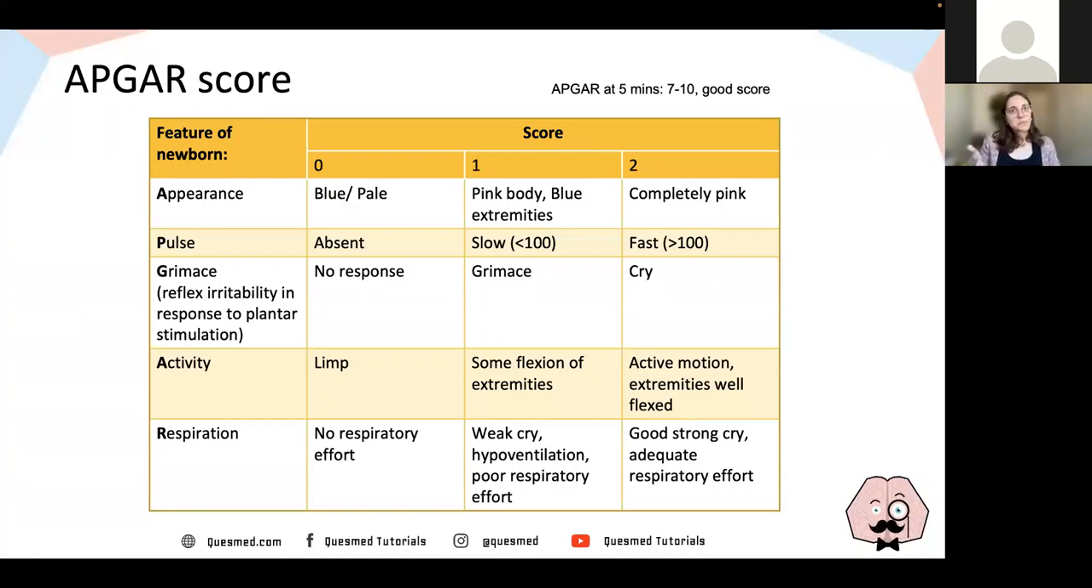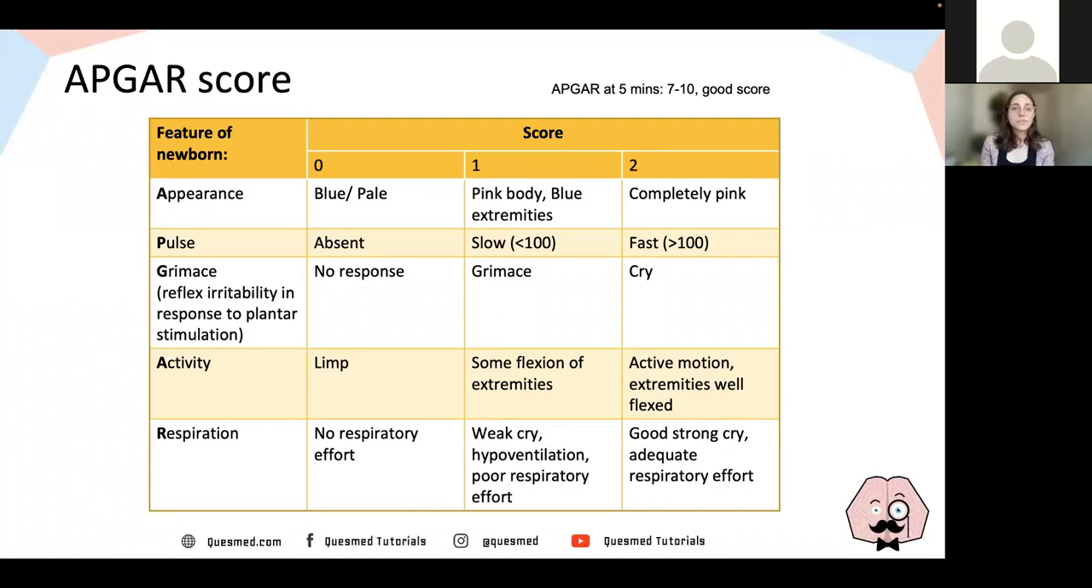APGAR stands for, I'm sure you've heard it all before, but worth bearing in mind, sometimes there are exam questions that come up asking you what it stands for. So appearance, pulse, grimace, activity, and respiration. Appearance literally means what the baby looks like, and all these are scored on a scale of 0 to 2.